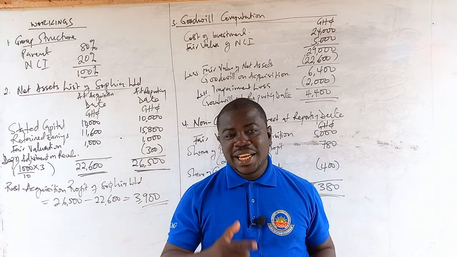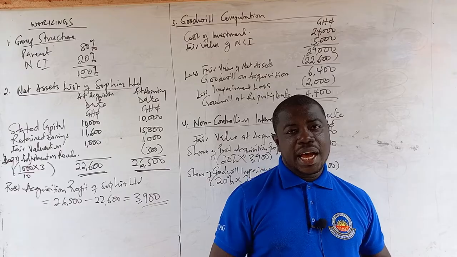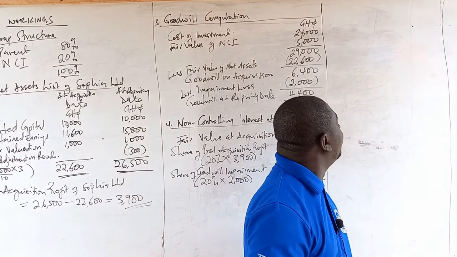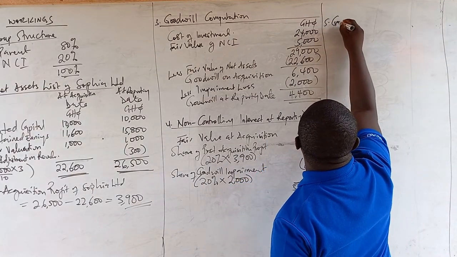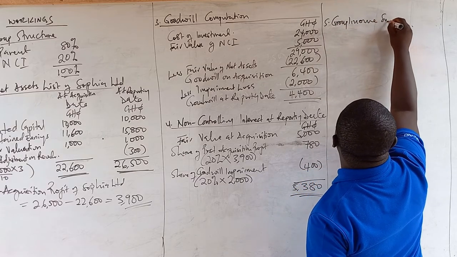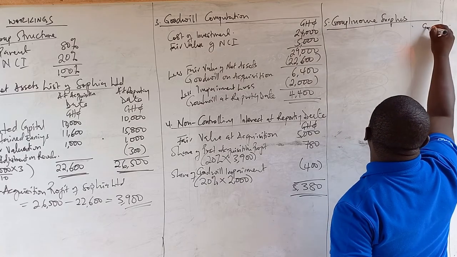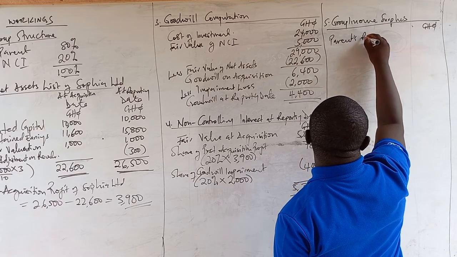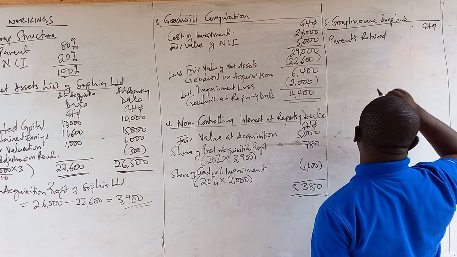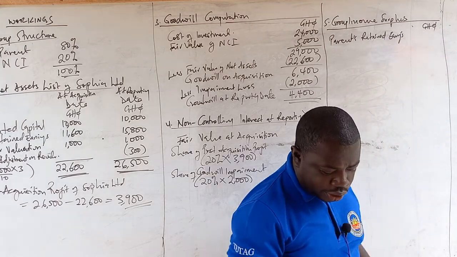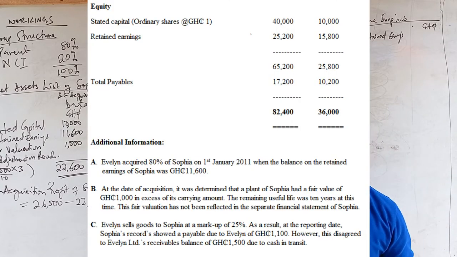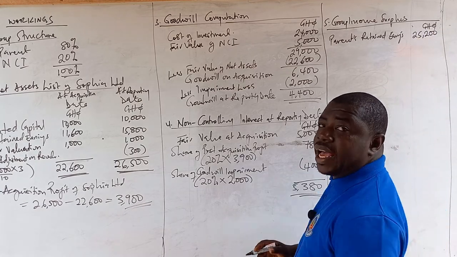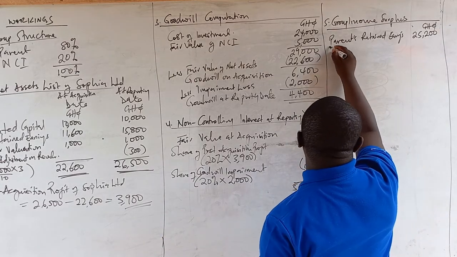And then finally, we are going to look at the group income surplus, or the consolidated retained earnings, as our final workings before we prepare the consolidated statement of financial position. All right, so the final working, working five, I'll call it group income surplus or consolidated income surplus or consolidated retained earnings. And then we are going to start as usual with that of the parent company. So parent retained earnings on the face of the statement of financial position. Now, looking on the statement of financial position, the balance for retained earnings for the parent is 25,200.